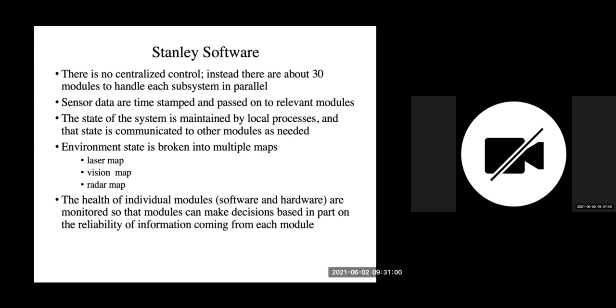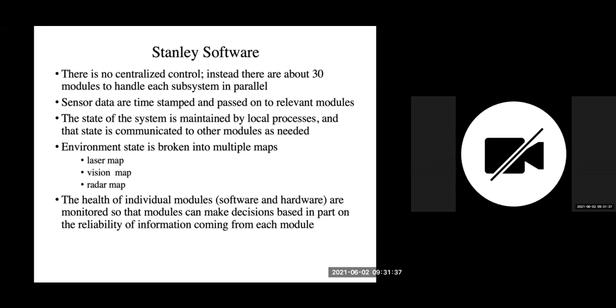So as you can imagine how complicated the system would be, the sensor data are time-stamped and passed on to the relevant modules. You basically do the real-time processing and try to process that as soon as possible, and also try to connect different sensors together to identify the environment, to make a decision about what actions and what routes to take. The state of the system is maintained by local processes, and that state is communicated to other modules as needed. So the environment state is broken into multiple maps, including the laser map, vision map, and radar map.